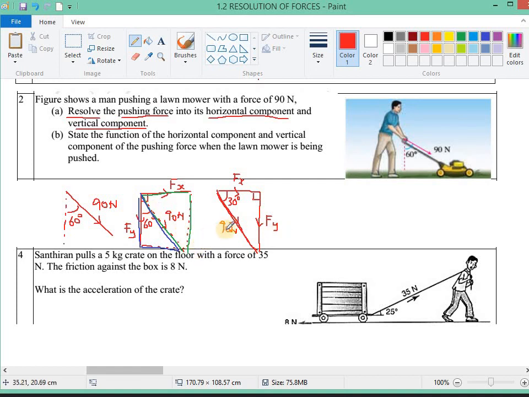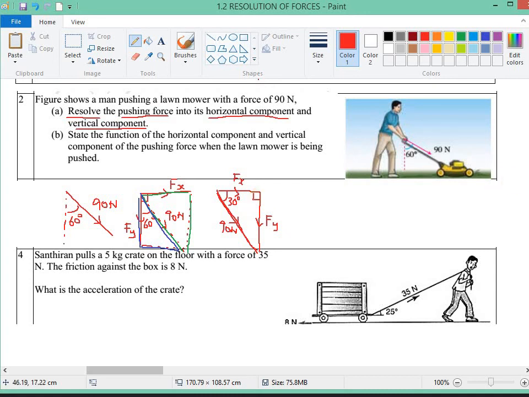Now since we get a right angle triangle, the length of the side represents the magnitude of the force. So if we calculate the length, we can calculate how much the force is. This again is a right angle triangle, so we can use trigonometry to calculate the length of the side.